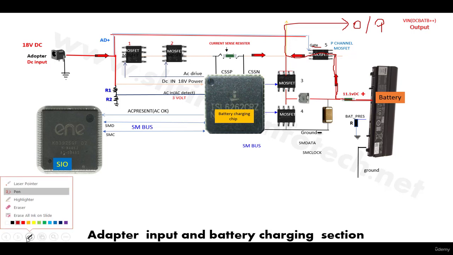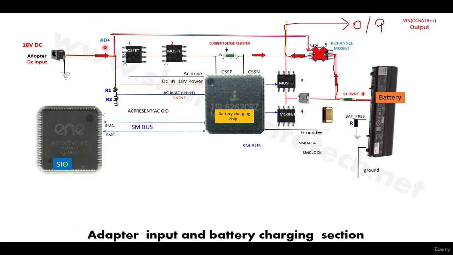Now if I apply current to the gate, suppose when I connect the adapter and my 18 volts travels to this gate, at that time it disconnects this particular MOSFET, MOSFET number 5. It is a P channel MOSFET, so it disconnects. So the battery voltage won't travel from the drain to the source. It will stop here. So that is one thing.